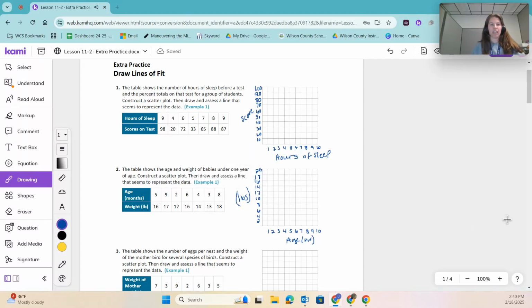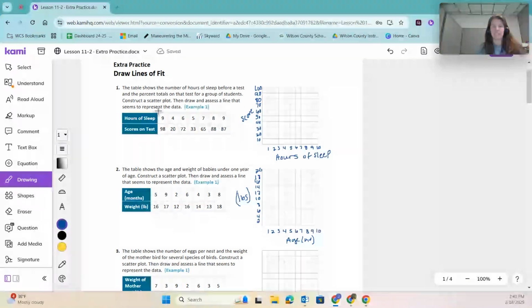Today we will be drawing lines of fit, okay? So this first one says the table shows the number of hours of sleep before a test and the percent totals on that test for a group of students. Construct a scatter plot, then draw and assess the line that seems to represent the data.